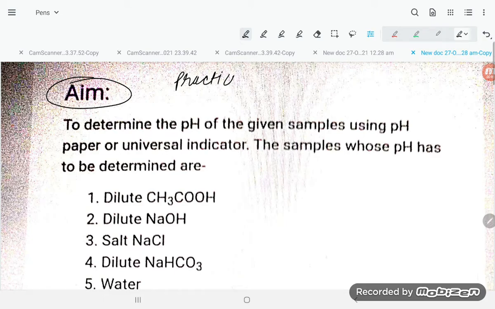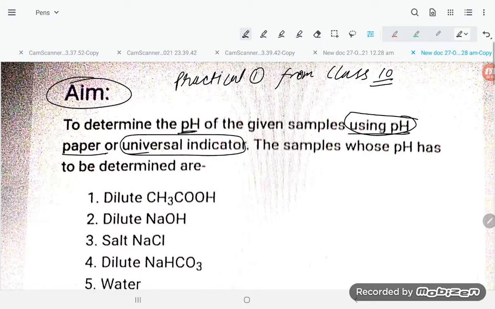We are going to understand practical 1 from class 10th. What is this practical all about, students? We are going to find the pH by using pH paper and universal indicator. So two things are there.